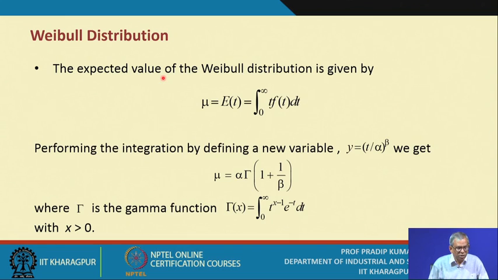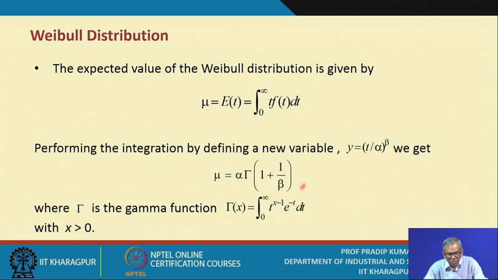So the expected value of the Weibull distribution, this we have computed. Mu is the general notation, expected value of t, integral 0 to infinity of t f(t) dt, and then f(t) is replaced with the Weibull density function. Performing the integration by defining a new variable y equal to (t by alpha) to the power beta, we get mu equal to alpha times the gamma function of 1 upon beta.